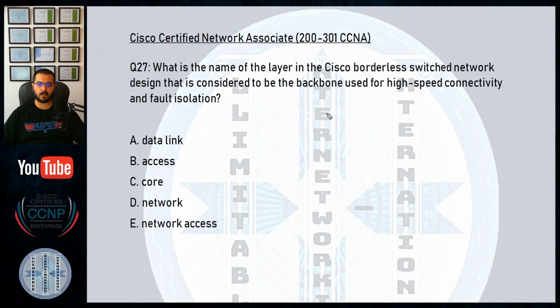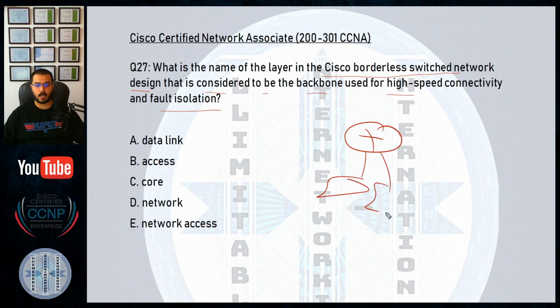27. Am I talking too fast? I'm sorry. What is the name of the layer in the Cisco borderless switch network design that is considered to be the backbone for high-speed connectivity and fault isolation? So in the Cisco world, when there are multiple devices in a borderless switched network, using all types of devices like routers, switches, and multilayer switches, which layer will provide the high-speed connectivity? Core, because you have core for high-speed connectivity and fast switching, and distribution as well.